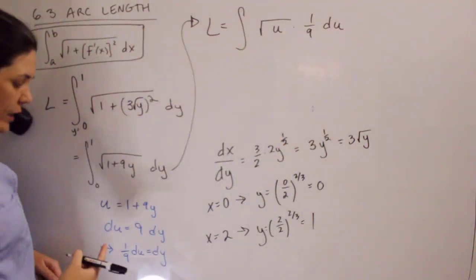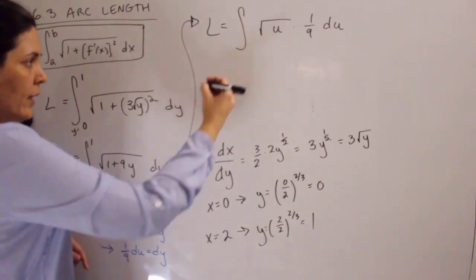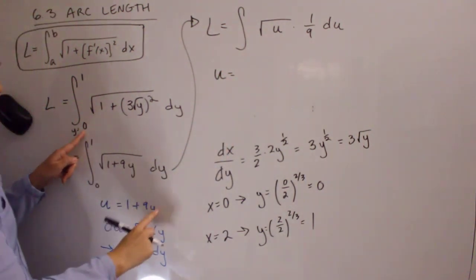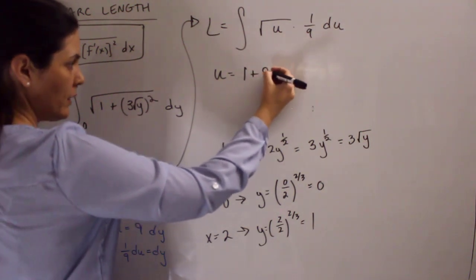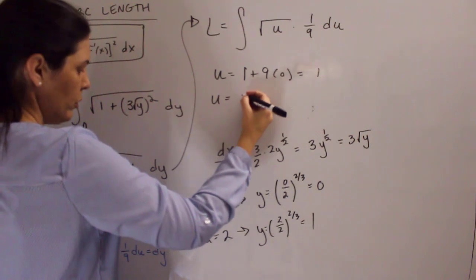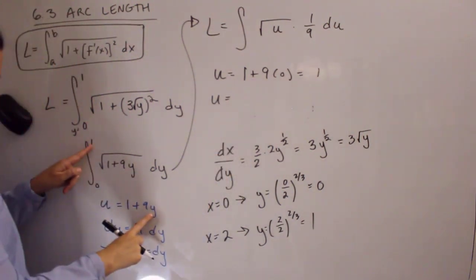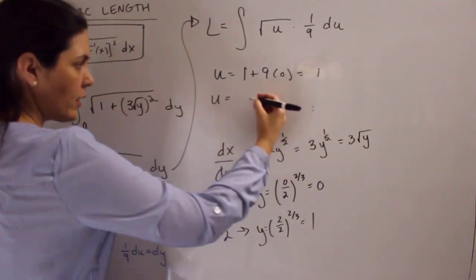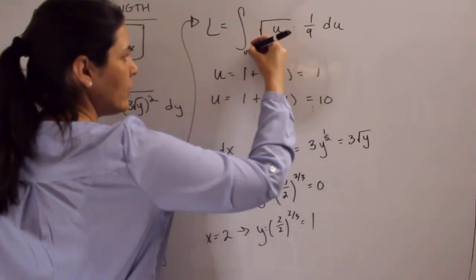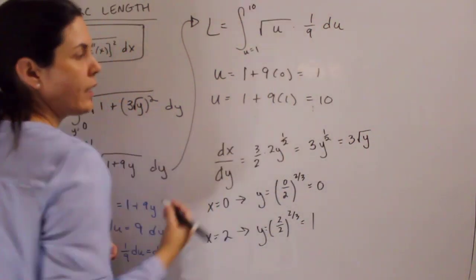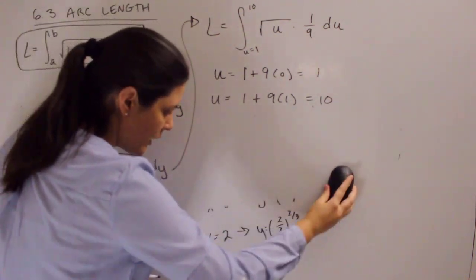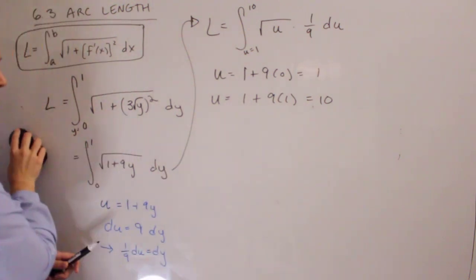Okay, so I need to also adjust my limits of integration. What is u when y was 0? So that's 1 plus 9 times 0, so u is 1. What is u when y is 1, the upper limit? So that's 1 plus 9 times 1, so that's 10. So this is u goes from 1 to 10. Okay? And then we have just a tiny bit more steps to do to finish this off.